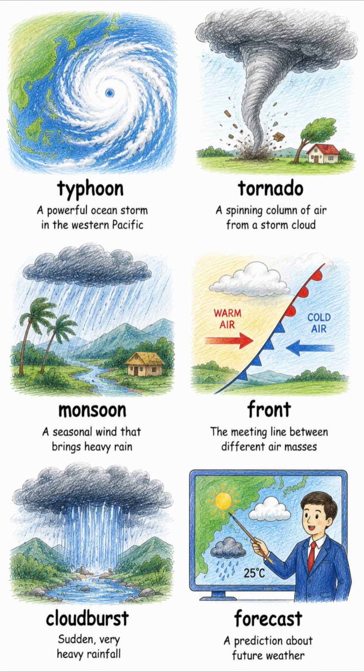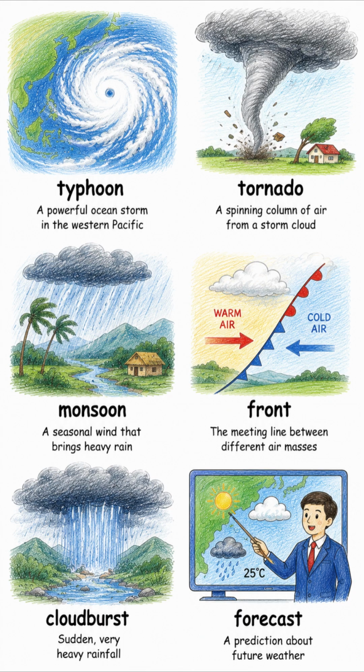Typhoon, a powerful ocean storm in the western Pacific. Tornado, a spinning column of air from a storm cloud. Monsoon, a seasonal wind that brings heavy rain. Front, the meeting line between different air masses. Cloudburst, sudden, very heavy rainfall.